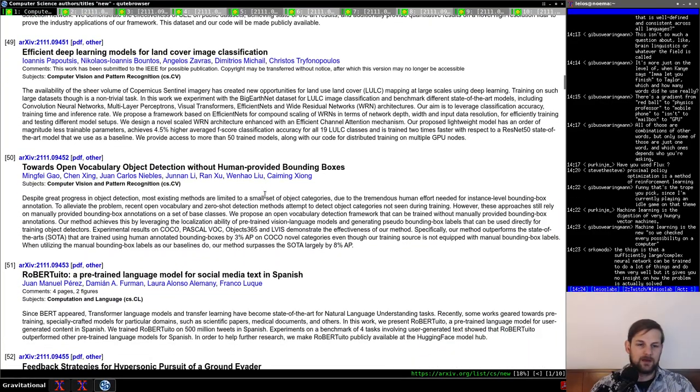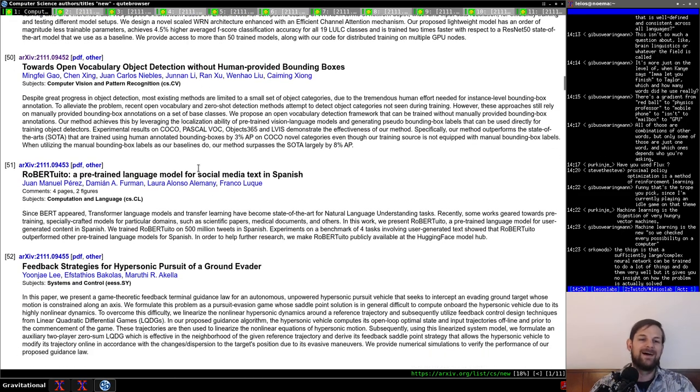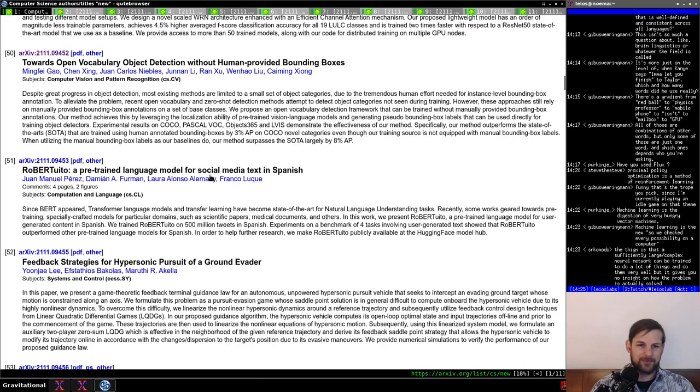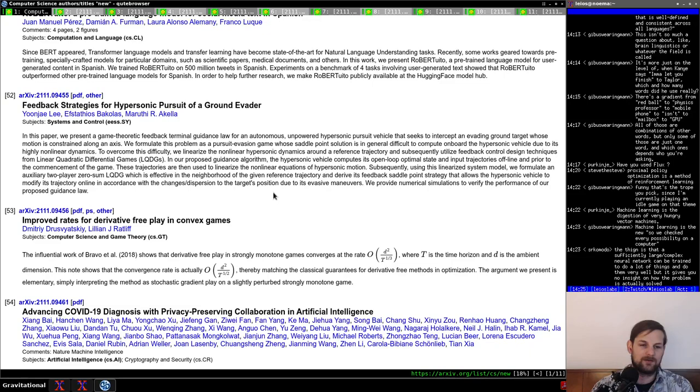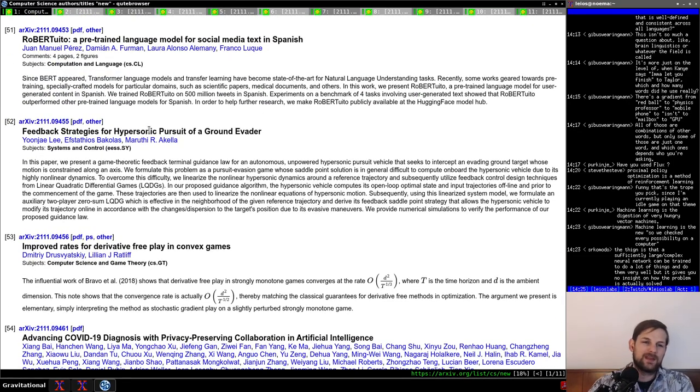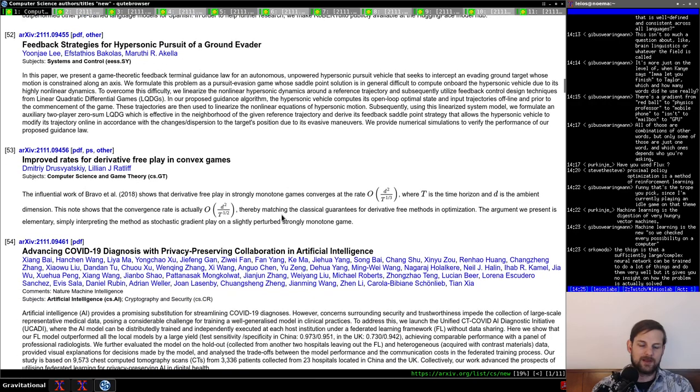Again, deep learning, vocabulary object detection with human-provided bounding boxes. That one's interesting. RoBERTuito, a pre-trained language model for social media text in Spanish. Feedback strategies for hypersonic pursuit of a ground evader. That one's one that I bet Destin from Smarter Every Day would like. There's a lot of these chasing models and stuff like that I've never really gotten into. But maybe I should. Okay, improved rates for derivative-free play in convex games.